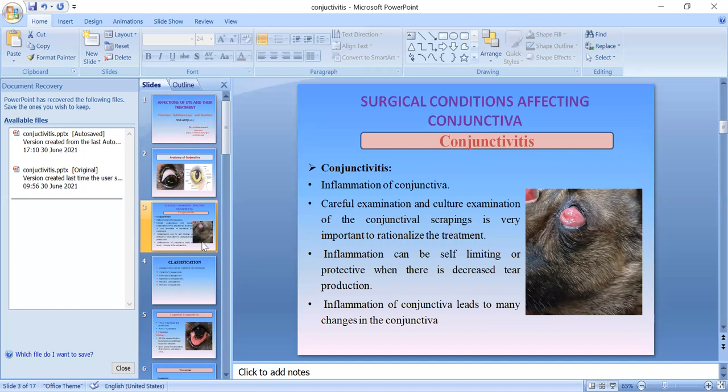So what is conjunctivitis? Conjunctivitis is inflammation of the conjunctiva. The causative agents are many. So careful examination and culture examination of the conjunctival scraping is very important to rationalize the treatment. Inflammation can be self-limiting or protective when there is decreased tear production. Inflammation of the conjunctiva leads to many changes in the conjunctiva. If left untreated, conjunctivitis creates many problems of the eye.